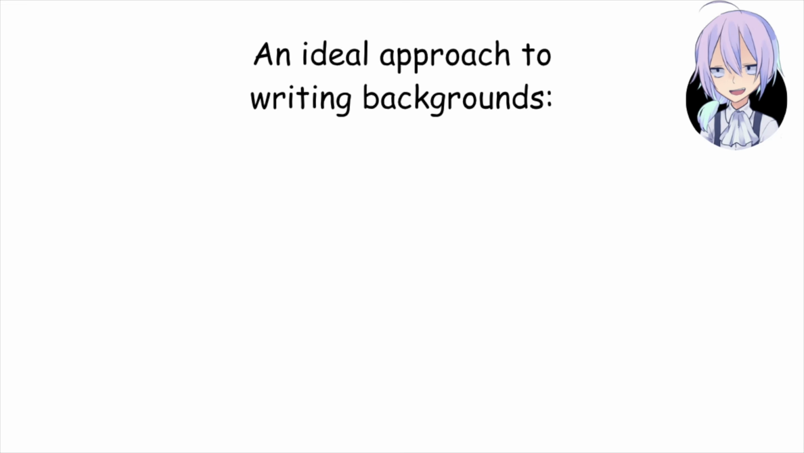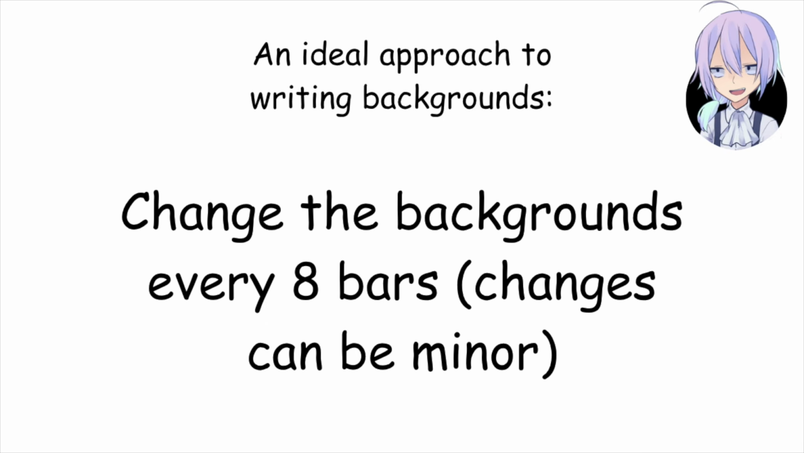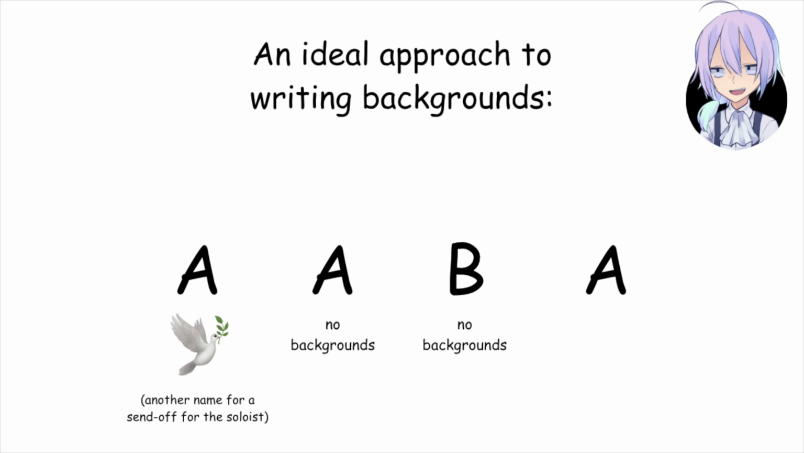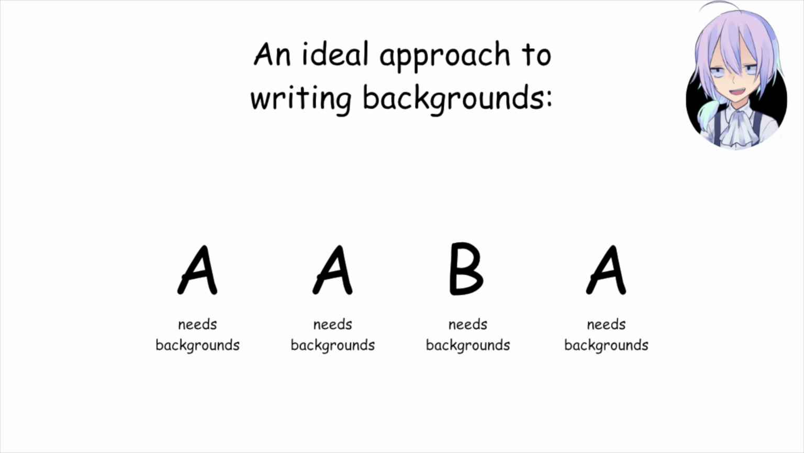Another approach I like taking to backgrounds is making sure that no phrase is the same, backgrounds-wise. For example, if the soloist is in AABA form, the first A only contains a dovetail for the soloist, then the next A contains no horns at all. The B section is new, so it doesn't need backgrounds, but then the last A, being a repeat, needs backgrounds. Then, if you repeat the form again, every section will need backgrounds, but with different instrumentations.